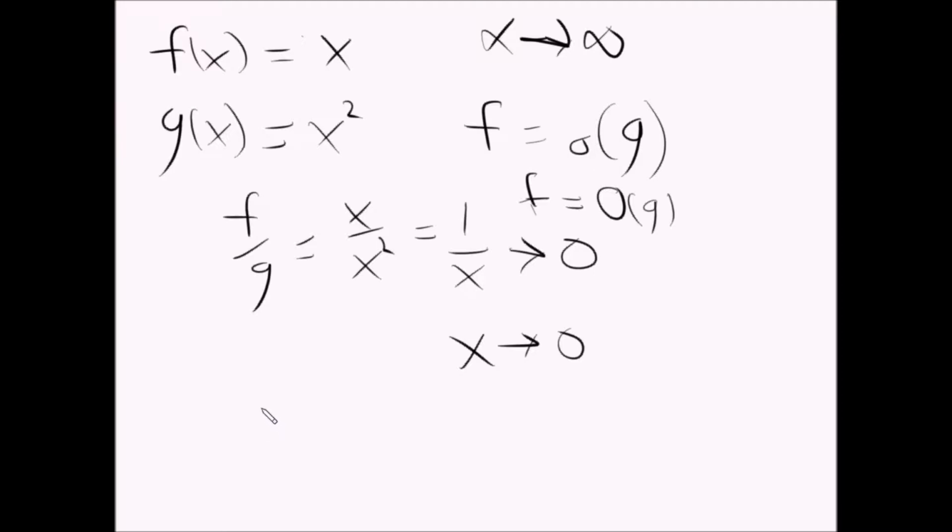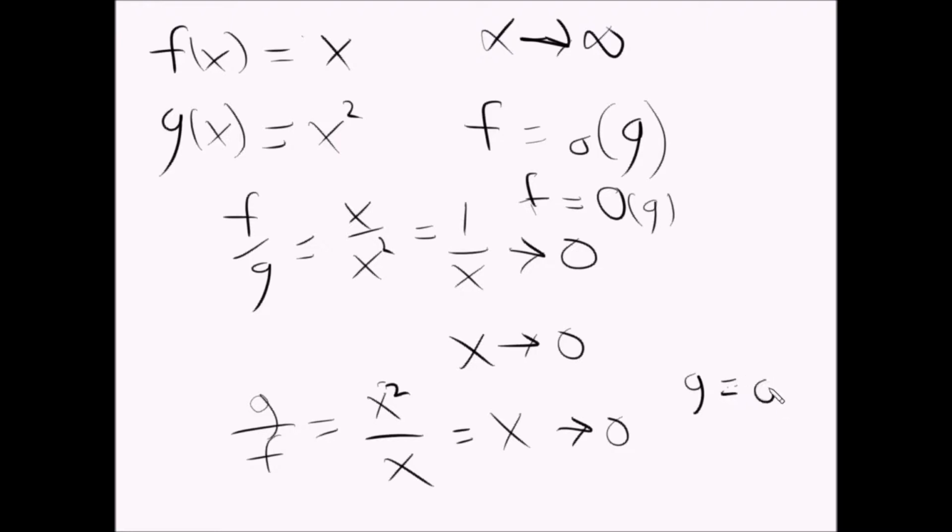Well, in this case, we could take the ratio g over f, which would be x squared over x, which is just equivalent to x, and as x goes to 0, so we can see that g is little o of f in this case, and equivalently g would be big O of f.